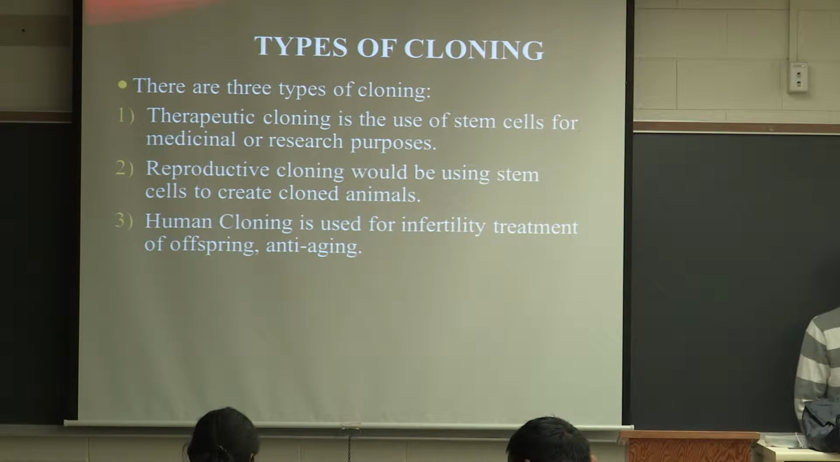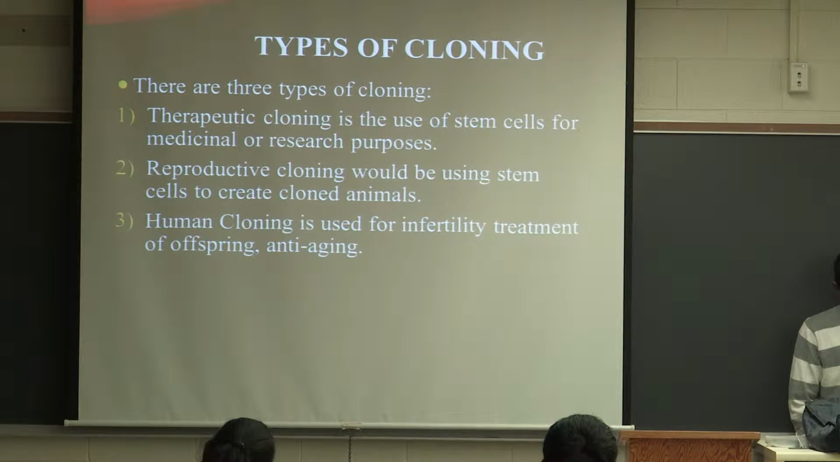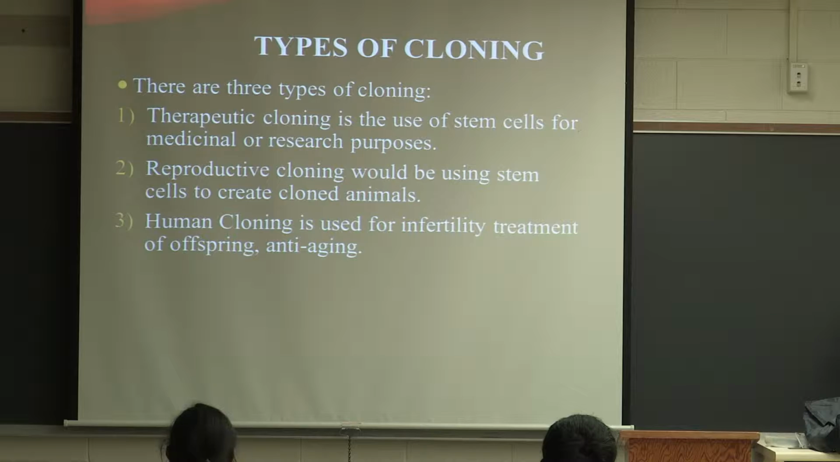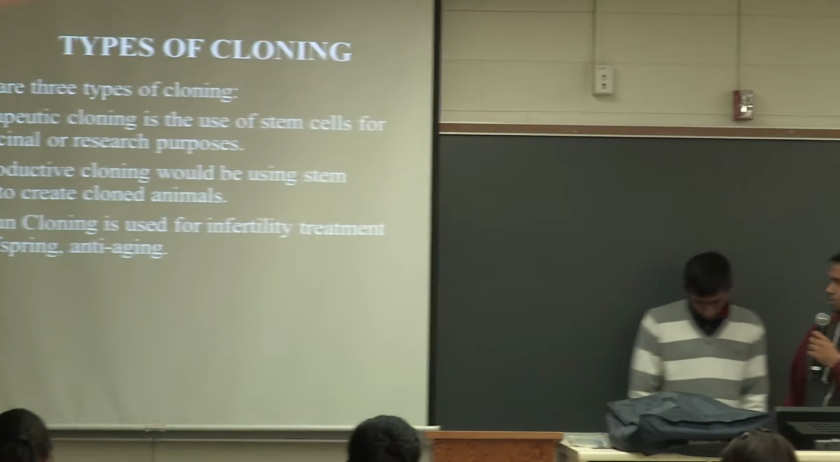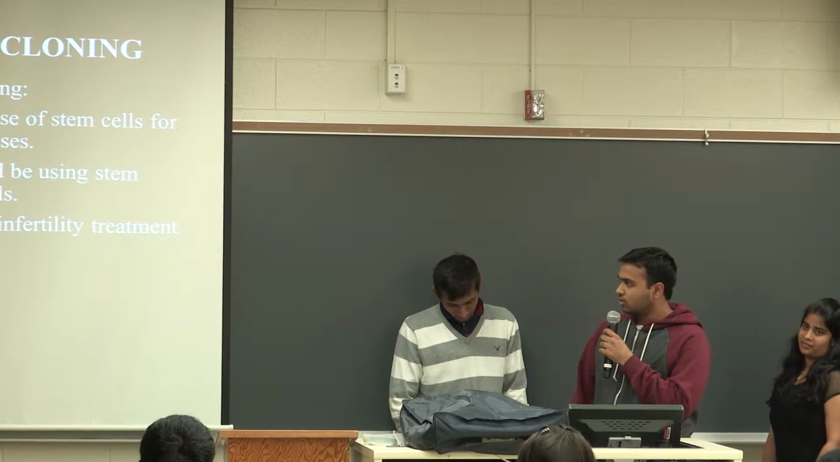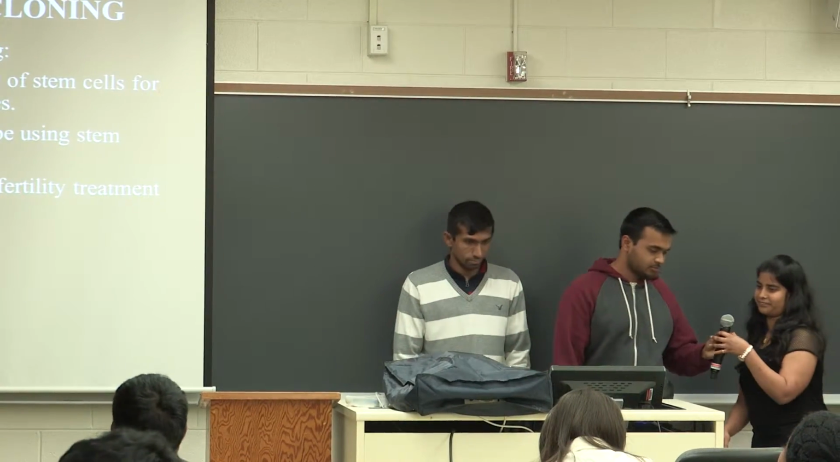There are three types of cloning. They are therapeutic cloning, reproductive cloning, and human cloning. Generally, therapeutic cloning is the use of stem cells for medicinal or research purposes. Reproductive cloning deals with stem cells to create cloned animals. Human cloning is also referred to as genetic cloning. The remaining is done by Sagar.